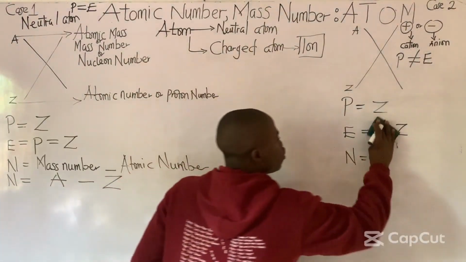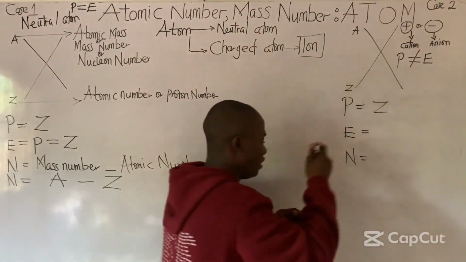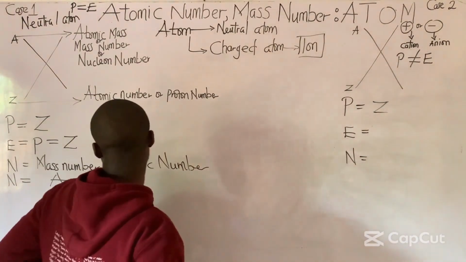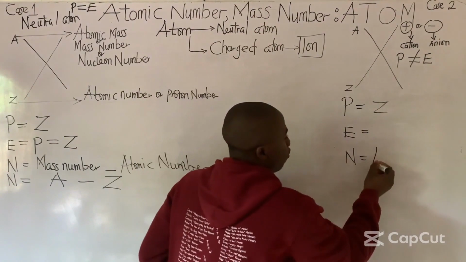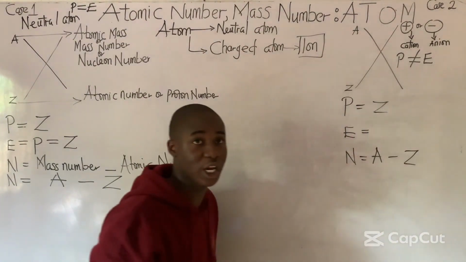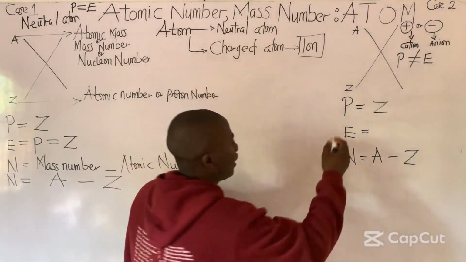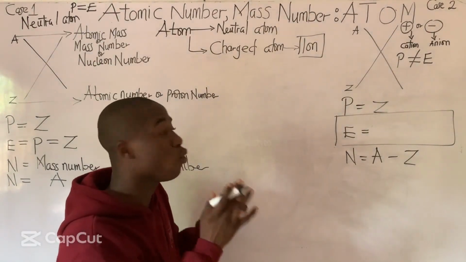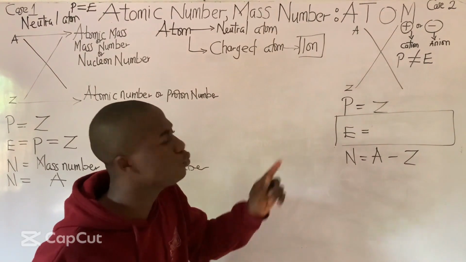I can't do that, so I will just leave this part and move over to the neutron number determination. And how do we get our neutron number? By the same, which is A minus Z. It doesn't change. But how do we get our electron number? This is where we have to be very smart and know how it works. So how do we get electron number?